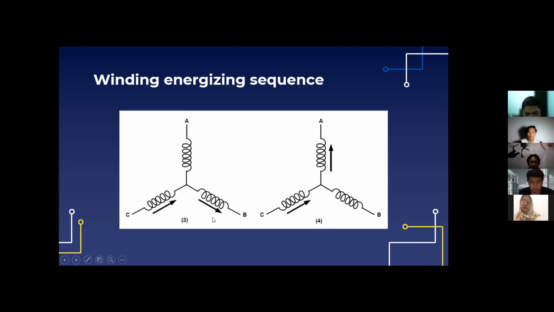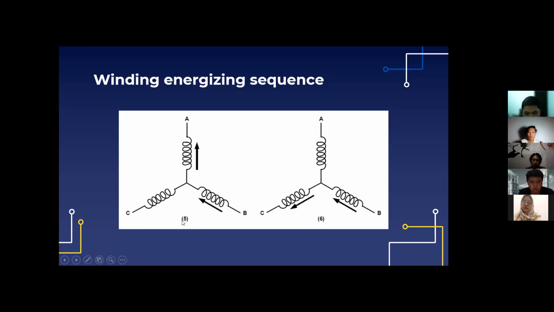And the third sequence is winding A de-energized, and winding C is given positive voltage and B given negative voltage, so the current goes from C through B. And the fourth is winding C is given positive voltage polarity, and winding A is given negative voltage polarity, so the current goes from C through A, with winding B deactivated.